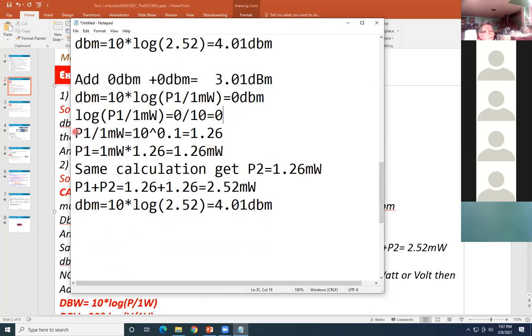Okay, so that will be 10 to the power of 0, equal 1. Okay, so P1 equal 1 milliwatt times 1. You get 1 milliwatt. Okay, and you add 1 milliwatt to 1 milliwatt, you get 2 milliwatt.